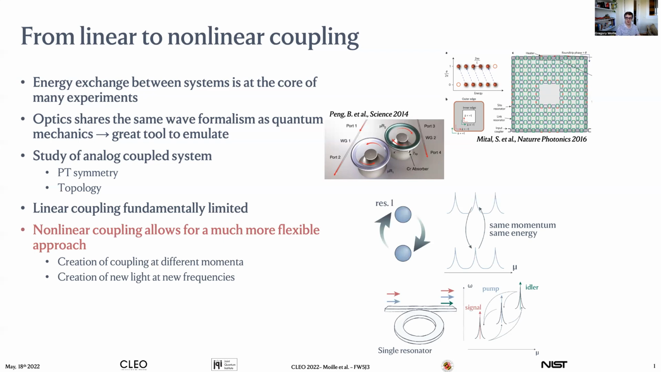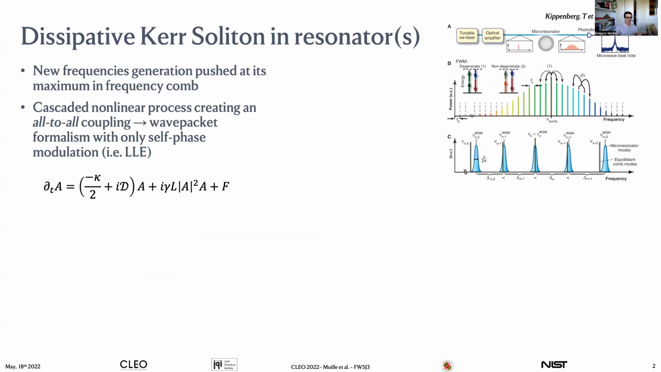But we know that we have nonlinear effects, and nonlinear effects can allow for coupling between modes that are not at the same frequency and not the same momentum. So we can, for instance, use only one single resonator, like a ring resonator that is multimoded, to couple frequencies that are in different mode numbers. But in addition to coupling, we create new light at new frequencies. And frequency combs are one of the main examples of that.